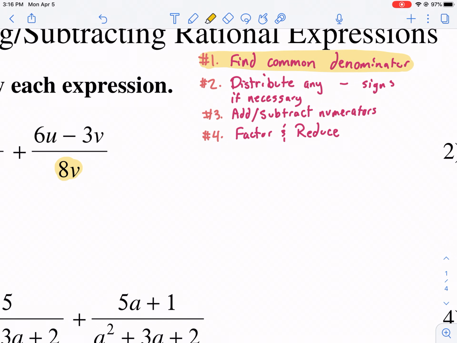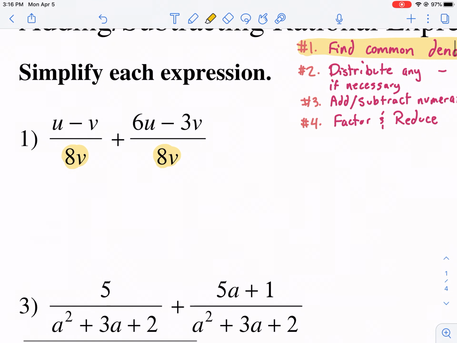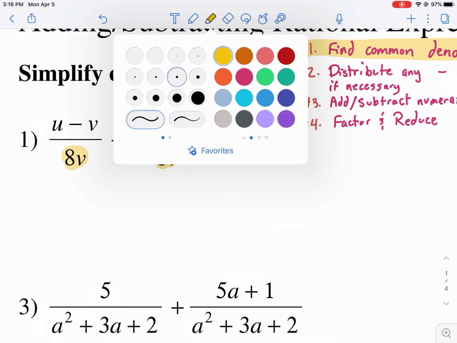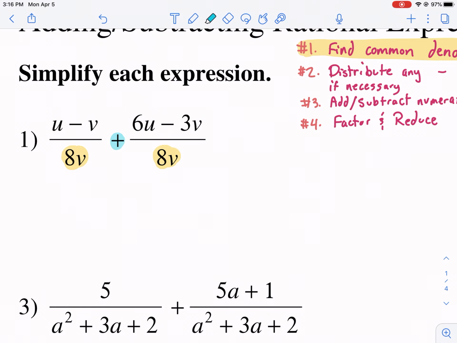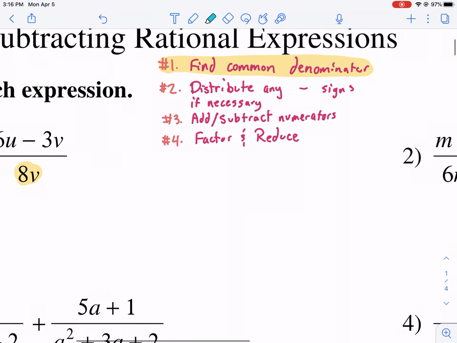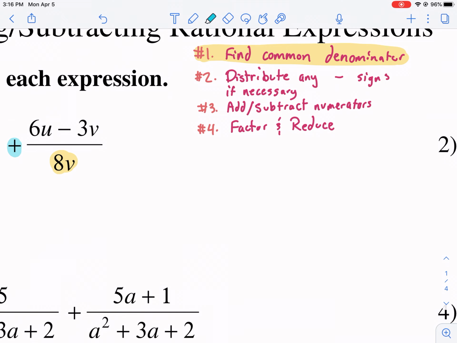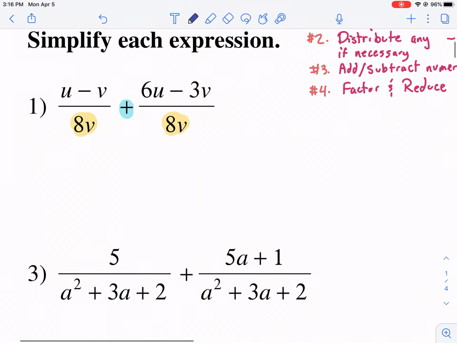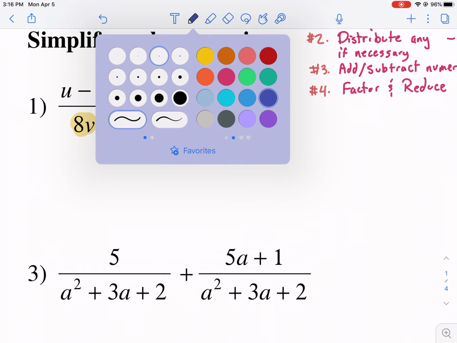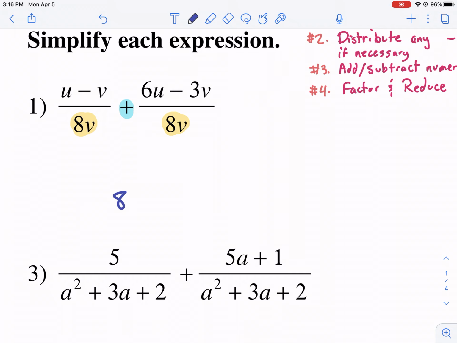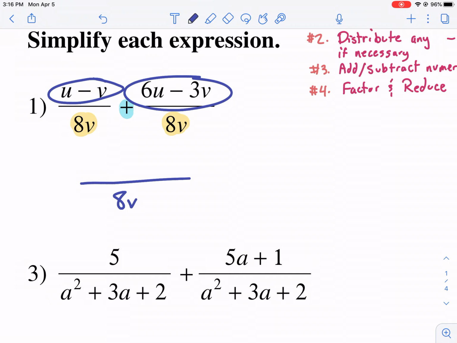Distribute any negative signs if necessary. Not necessary here because we don't have subtraction in between the two. This is a plus, so that makes it easier for us. And then we're just going to add and subtract the numerators. The simplified process is that we're going to keep the denominator the same, and now we are going to add the numerators. So we're going to add 6u and u, and then u minus v, and then 6u minus 3v.